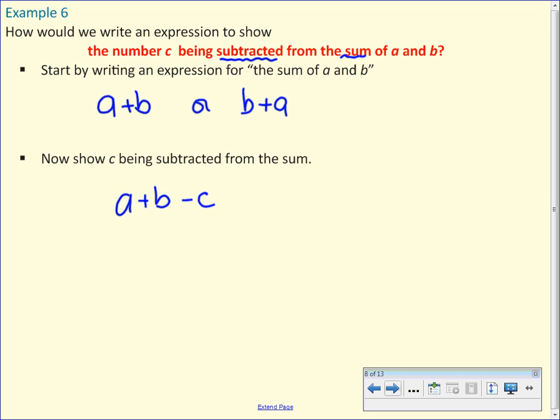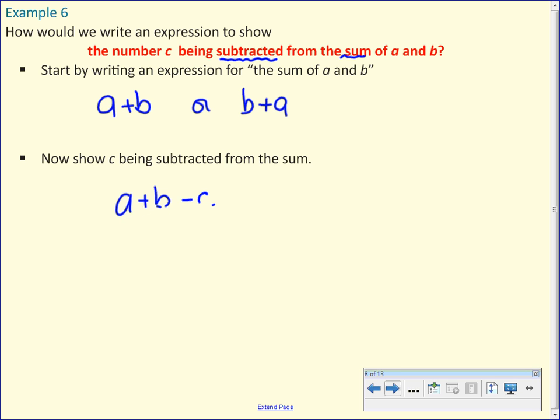Now I could put parentheses around the a and the b, but do I have to? Order of operations tells me I'm going to add those first anyway. Working left to right, I'm going to add first. So I don't have to put those parentheses there. I have the sum of a and b, and then I'm taking away the c. So we can leave it just like that.